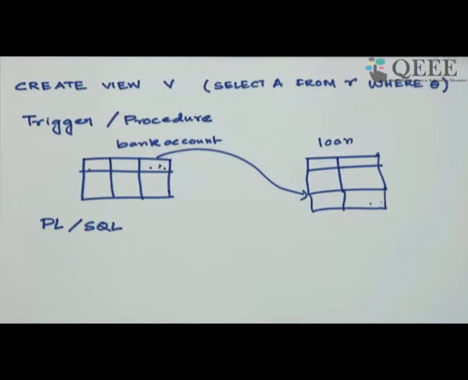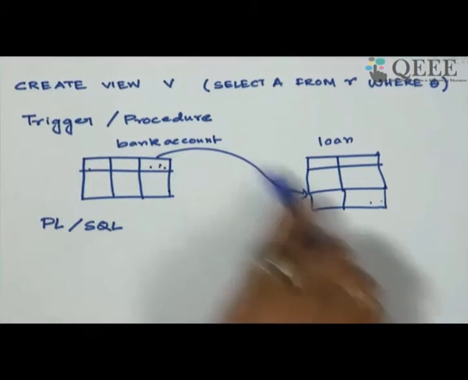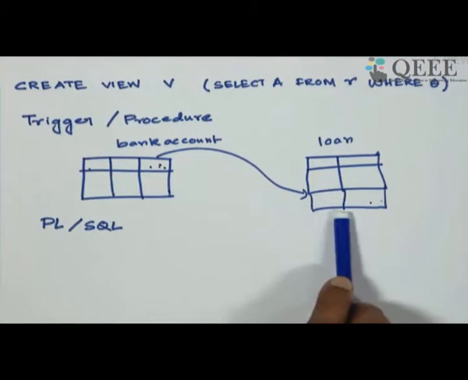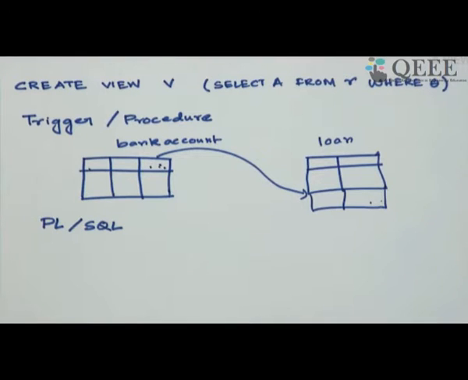This PL/SQL has some procedural extensions like loops, like ifs, which can be added and which can be used to define this kind of thing. When this goes below this, then do this. You can add such things. So this is what happens in PL/SQL.